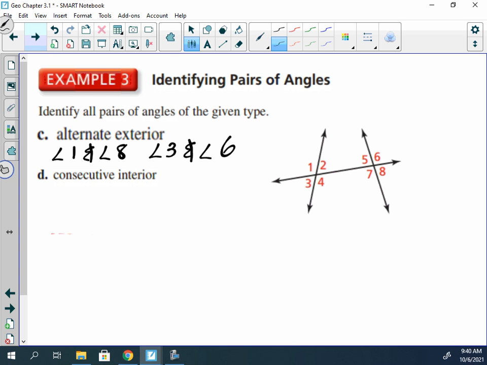Consecutive interior. Well, consecutive is really meaning next to each other, yes? Interior is inside. So we're looking at 2, 5, 4, and 7. 2 and 5, because 2 and 5 are consecutive. They're next to each other. Now we can have something, they don't really talk about it too much, but consecutive exterior. So 1 and 6, 3 and 8 are consecutive exterior, but we really don't talk about those. Questions on this here?